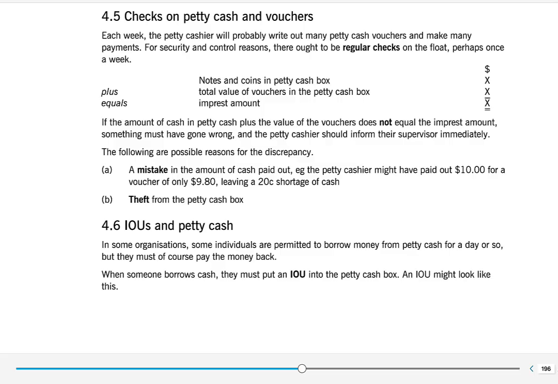Possible reasons why the petty cash does not balance. The book gives 3 common reasons. Let us explain them clearly.